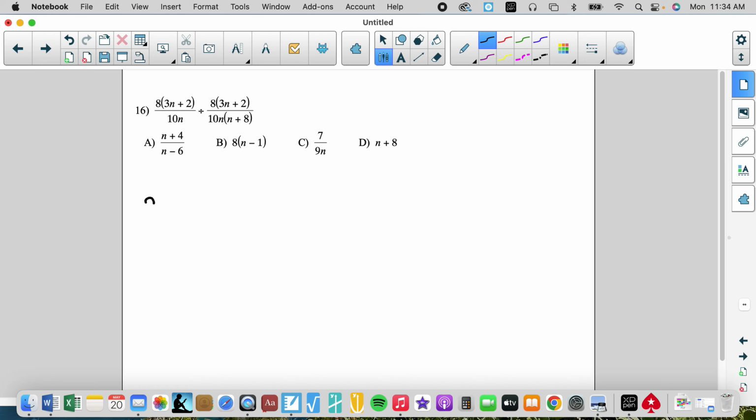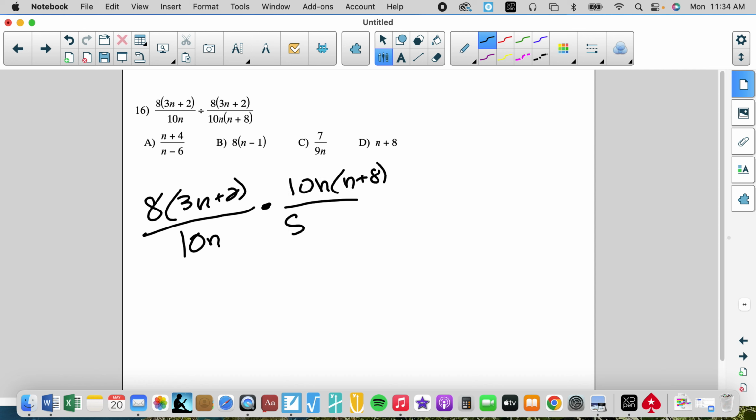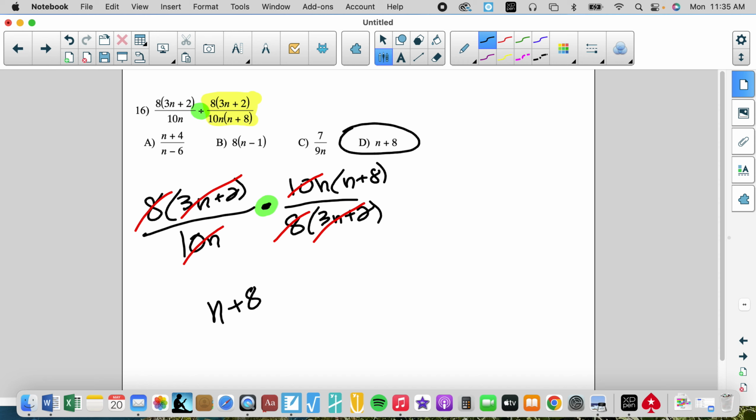We love this because it's already factored, so it's saved some of the time, some of the process. 10n, n plus 8 now is in the numerator. 8, 3n plus 2 is now in the denominator. We have to remember to convert division to multiplication by taking the reciprocal of the right side. Now we can cancel 10n, 10n, 8 and 8, 3n plus 2, 3n plus 2, and we are left with n plus 8 as my answer. And that's going to be D.